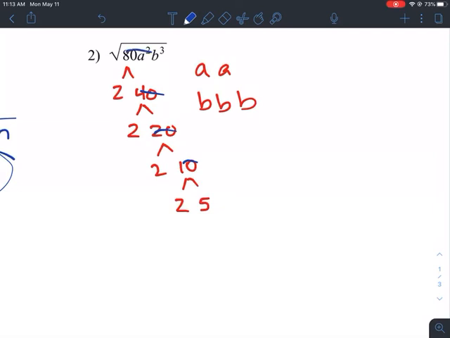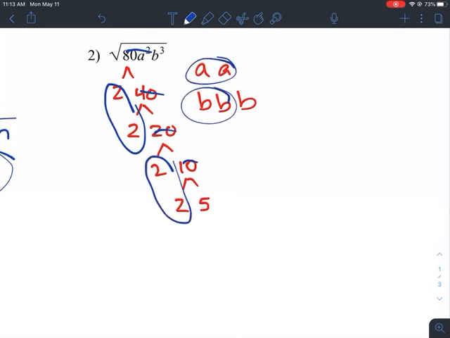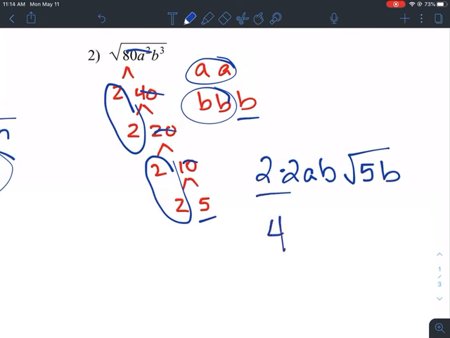And I'm looking for pairs. So I have two 2's, 2 more 2's, 2 A's, and 2 B's. So on the outside, I've got a group of 2's, another group of 2's, a group of A's, and a group of B's. And on the inside, my leftovers are a 5 and a B. So I put these together. 4AB. Oops, why did I put equals? And then inside is 5B. Ta-da!